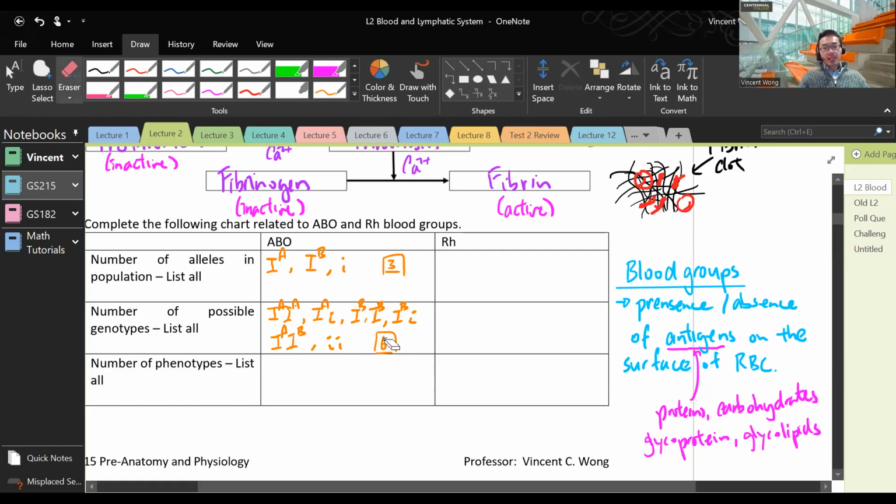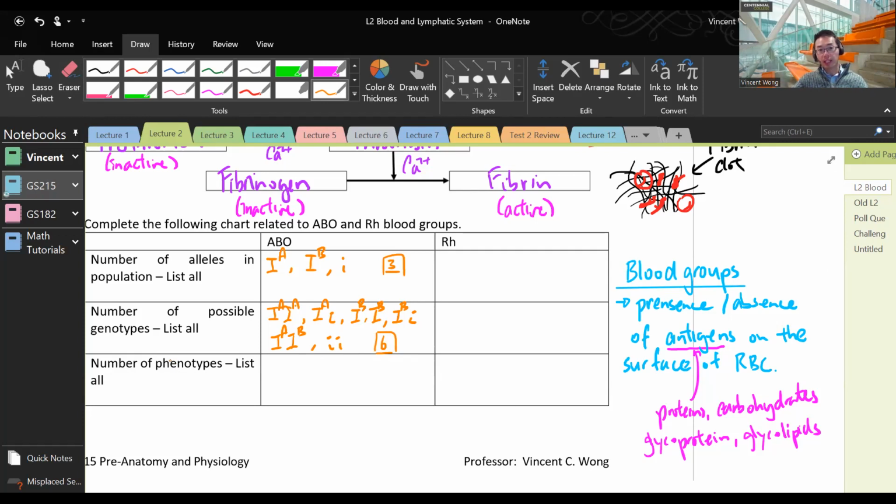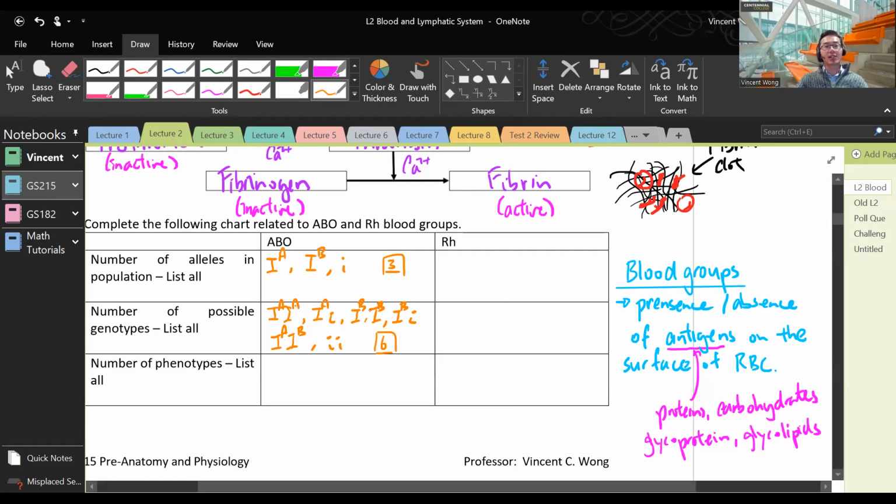So of the 6 genotypes, how many phenotypes would there be? Phenotype is the expression of your genotype, right? That's what kind of blood type you actually end up having in this case. So there are 6 possible genetic combinations. How many different blood types can you have in the ABO blood group? Yes, there are 3 types.